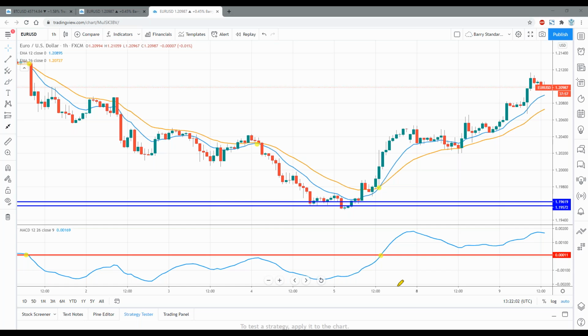If it crosses above 0 and rises, we know the faster moving average is becoming larger than the longer moving average. If it crosses and goes below, we know the long-term moving average is larger than the short-term moving average. So that's what the first line on our MACD chart tells us.